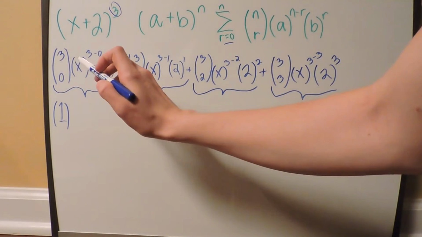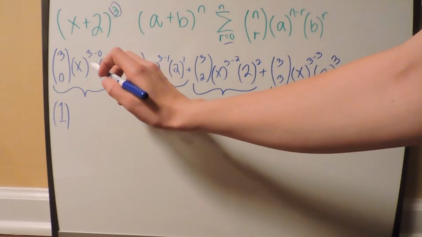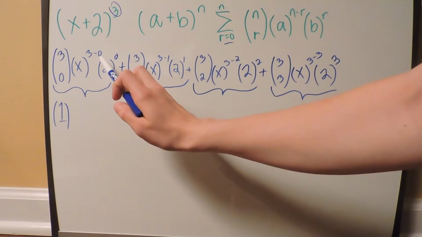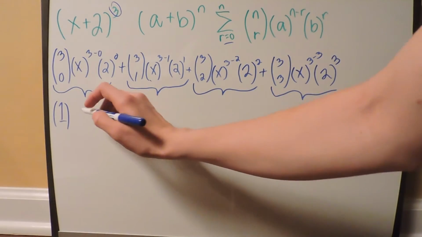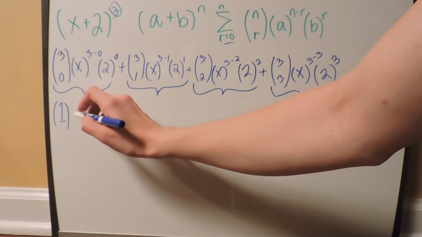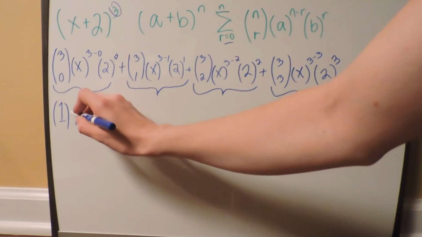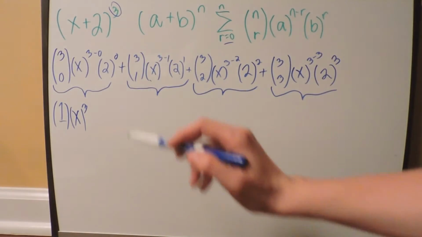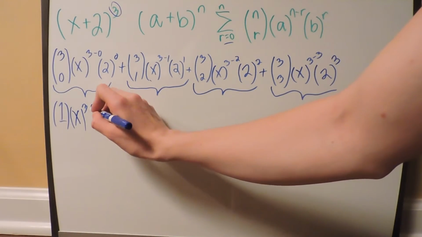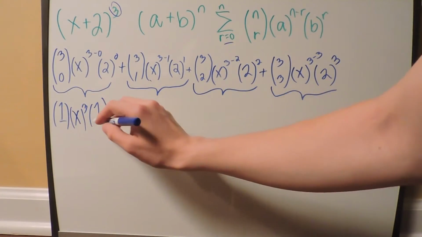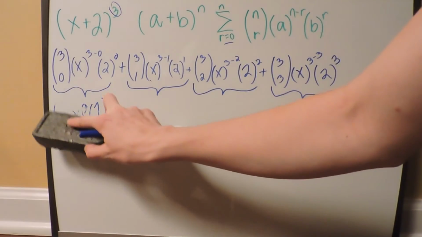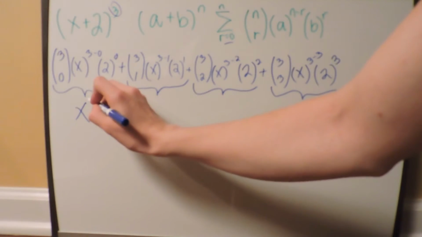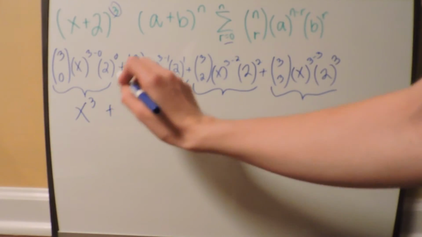Okay, now for the second one, we've got x to the third minus 0. In exponents, anytime something is subtracted by 0, it's just going to equal itself. So we're going to have x to the third, right? Okay, good. And now over here we've got 2 to the 0 power. Anything to the 0 power is going to be 1, right? So we can take these ones out, and we're just left with x to the third. Good. Okay, now we're going to add that.